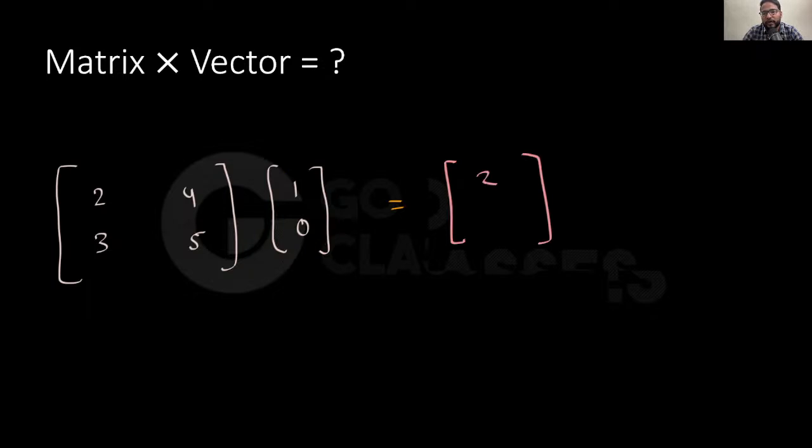What is the number that you will be getting here? I think you will be getting 2, right? This is 2 into 1 plus 4 into 0, 2. And then you will be getting 3 into 1 plus 5 into 0, right? You will be multiplying this and this, then you will be getting 3. So you will be getting 2, 3. That's how you multiply a matrix and a vector. So I hope that is clear to everyone.